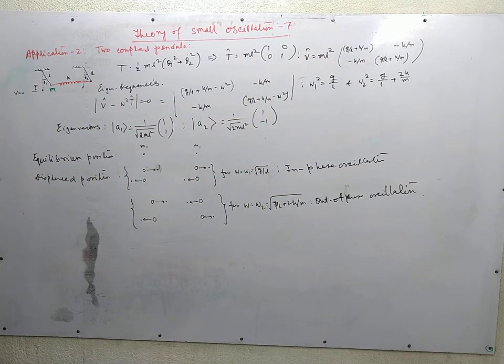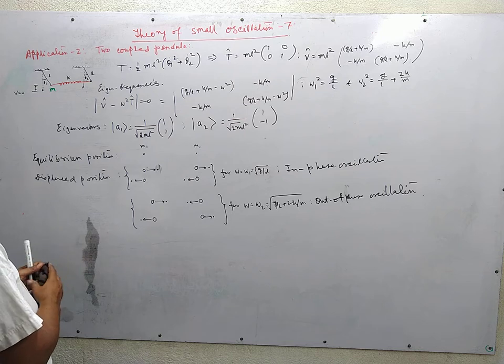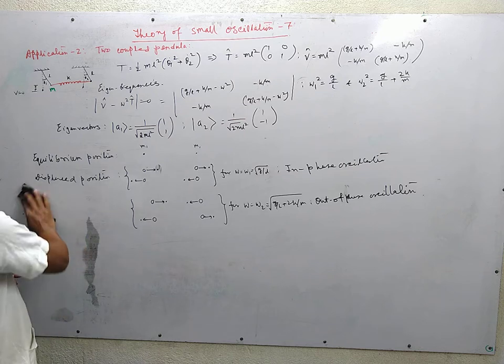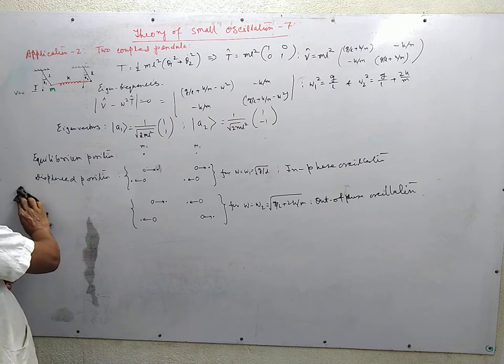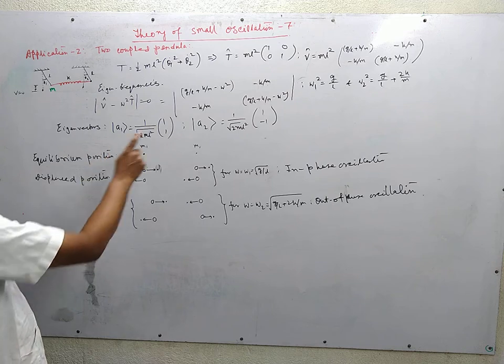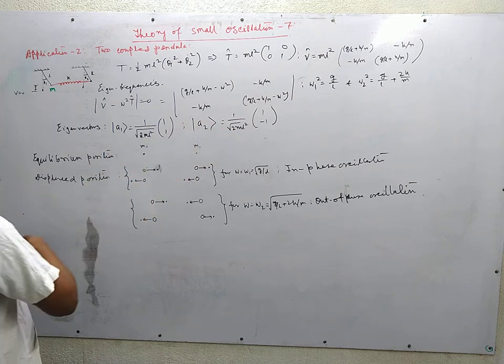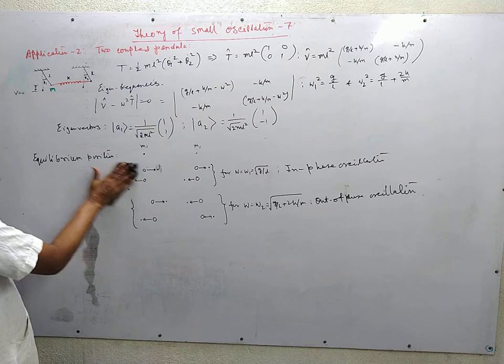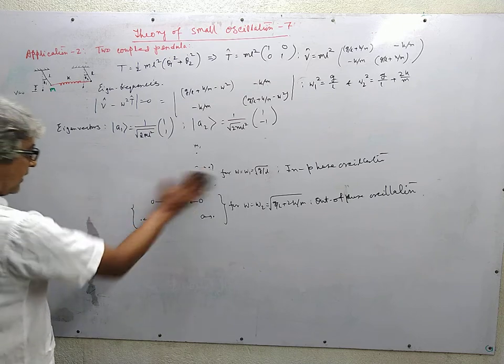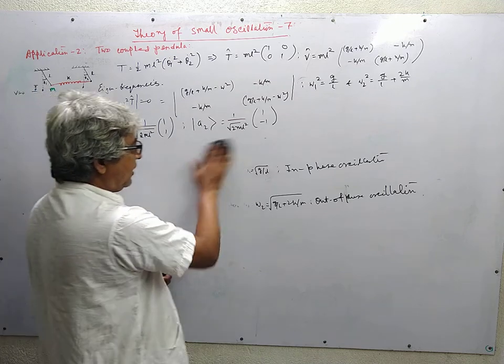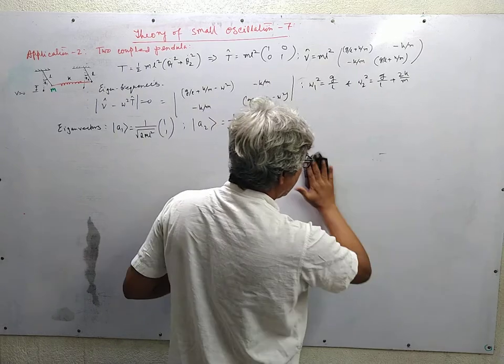Now the next part is to find out the modulus of the amplitudes, the amplitudes eta 1 and eta 2. So this is in-phase oscillation, this is out of phase oscillation. Now we come to the eigenvectors.